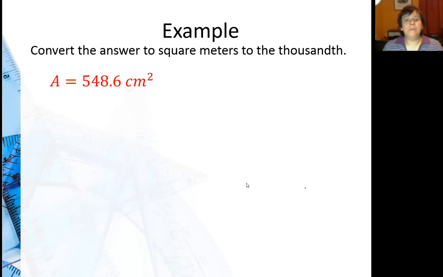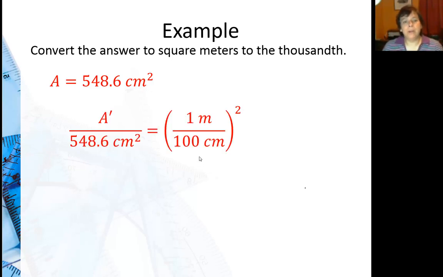Now I want to convert this answer to square meters to the thousandth. So I have 548.6 centimeters squared. I'm going to set up a proportion, A prime over 548.6 centimeters squared, and then I set up the ratio of the new units over the old units. I'm trying to change to meters squared over centimeters squared.